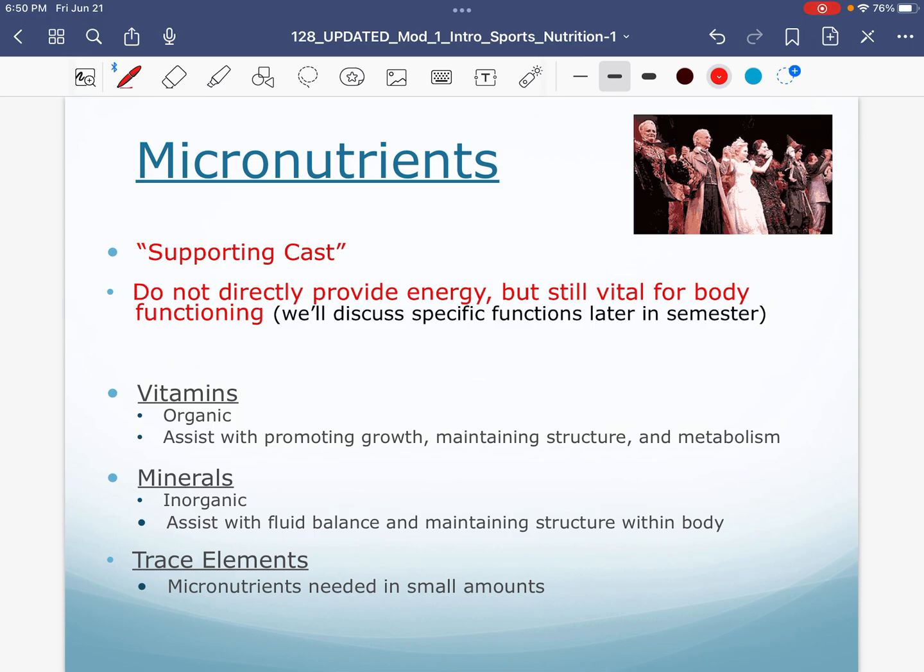I think of these micronutrients, which are vitamins and minerals, as a supporting cast. If you go see a play, or if you're on a baseball field or any team, you have the stars, but you can't have anything be good without the supporting cast. We have whole chapters on this later in this course. We do not use vitamins and minerals for energy, so they do not provide energy. Do not.